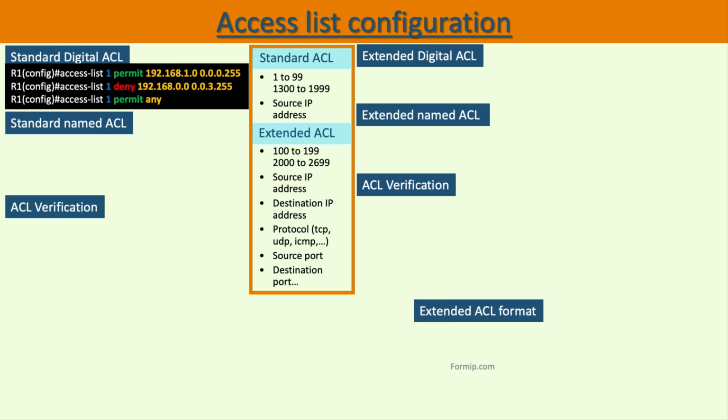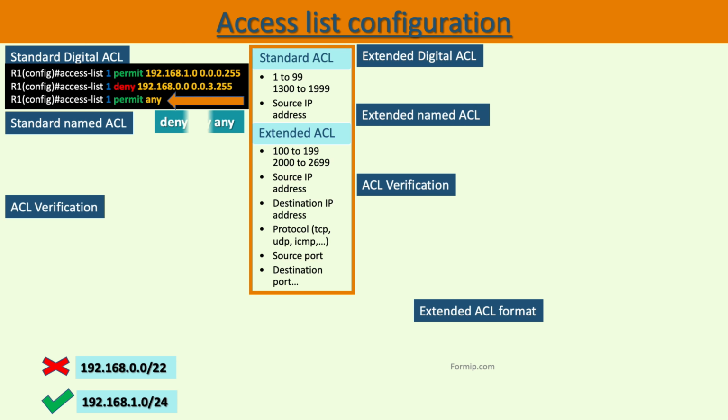The second refuses the entire network from 1.0 to 3.255. And the last one allows everything else. Basically, this means that the entire 192.168.0.0/22 network is blocked, except for the 192.168.1.0/24. If it hadn't had the third ACL, then the rest of the traffic would have been blocked by the default rule, deny any.